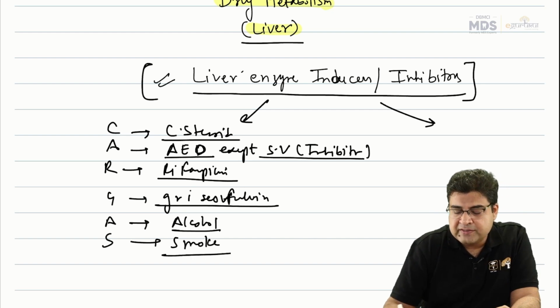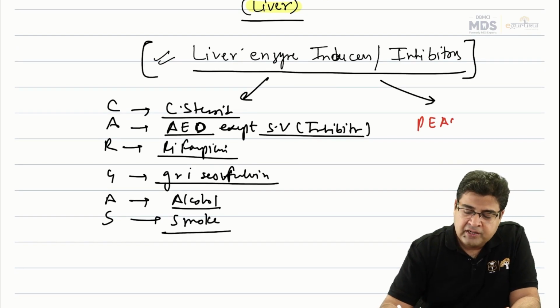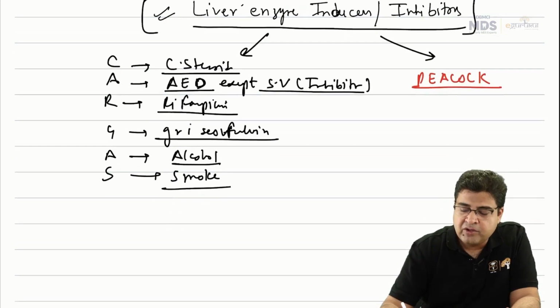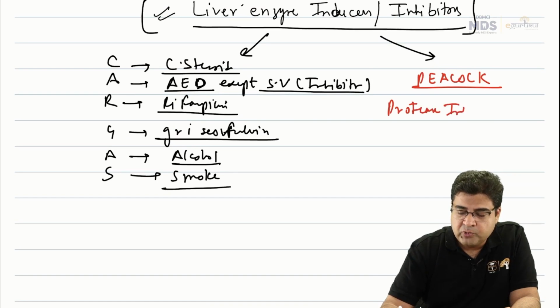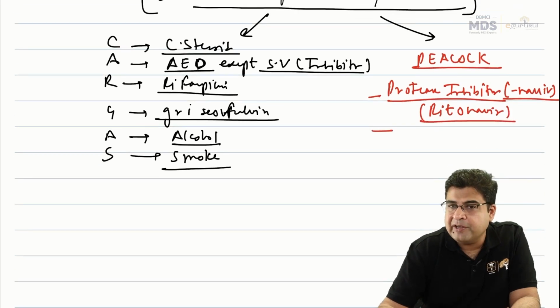So these are the things that can induce the liver enzyme. If we talk about the liver enzyme inhibitors, the mnemonic to remember the medicine names is PYQs. So here we have medicines like the protease inhibitors. Protease inhibitors are the medicines that we can use for HIV, and all the medicines end with the word navir, like one example is ritonavir. Ritonavir is the strongest liver enzyme inhibitor available in the market.